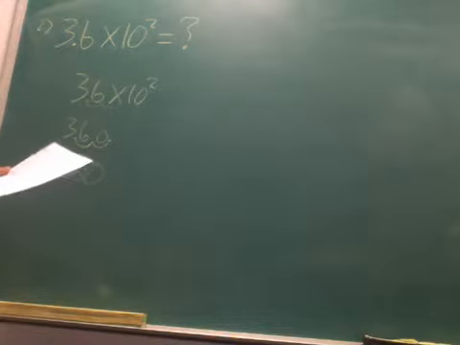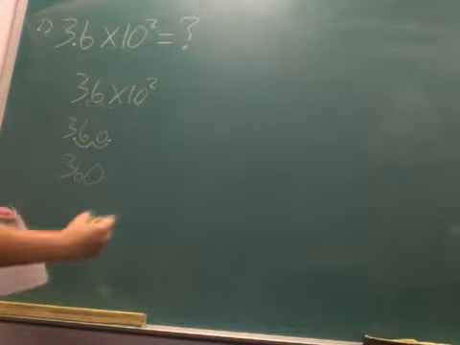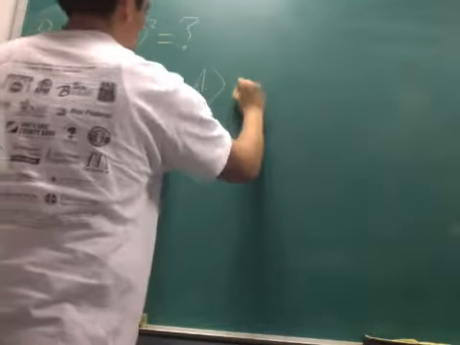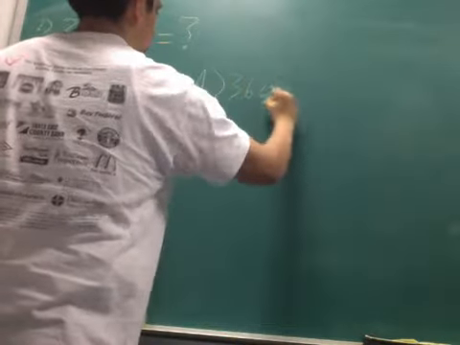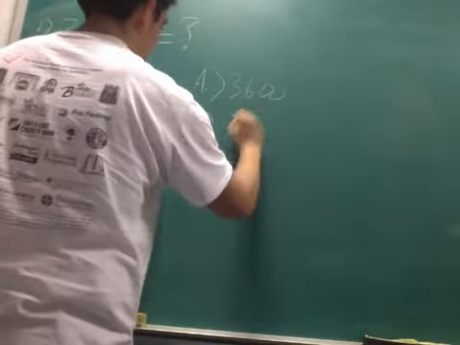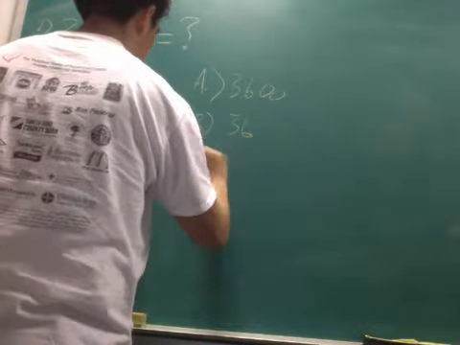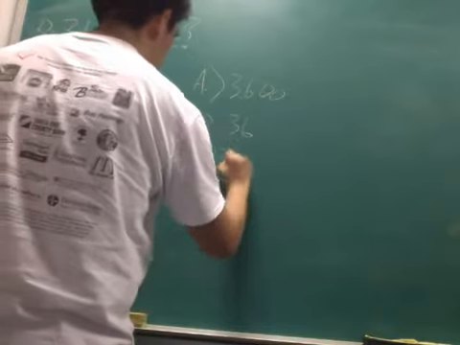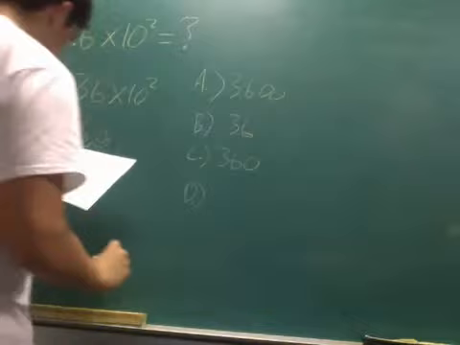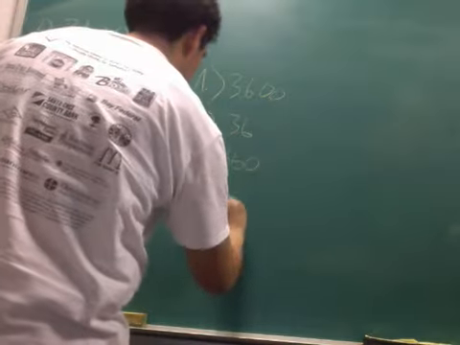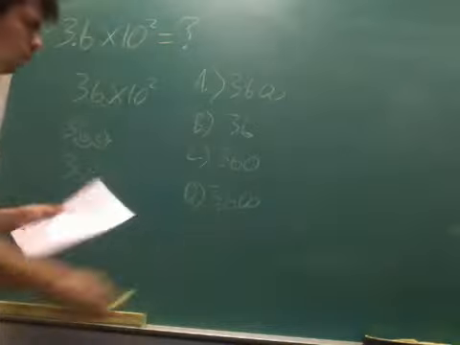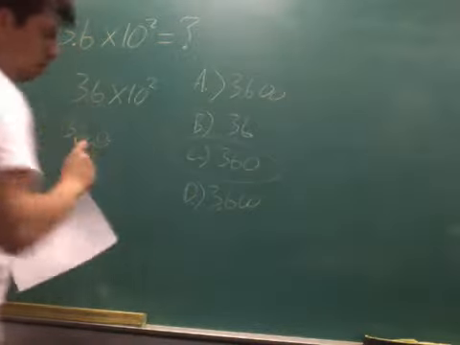And I forgot to write down the options, but the options are 3.600, 36, 360, D is 3,600. So the correct answer is C.